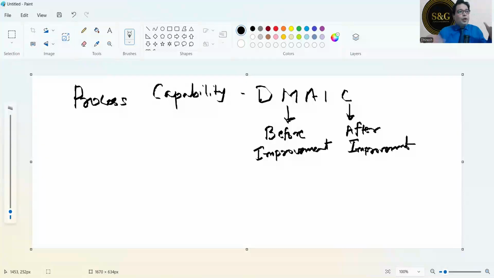Why do we do process capability? First of all, just try to understand what process capability is. If you remember, in our yellow belt we also spoke about 4 sigma level, 5 sigma level, 6 sigma level. How many of you remember that?